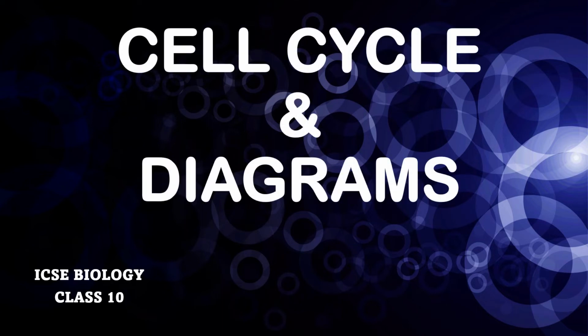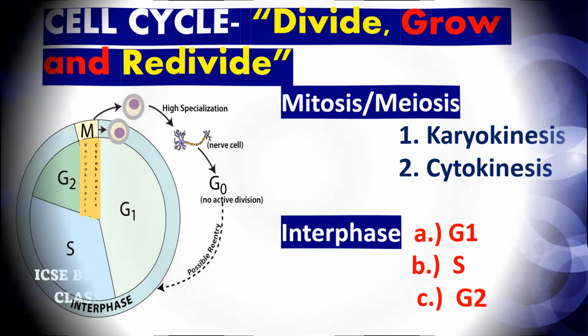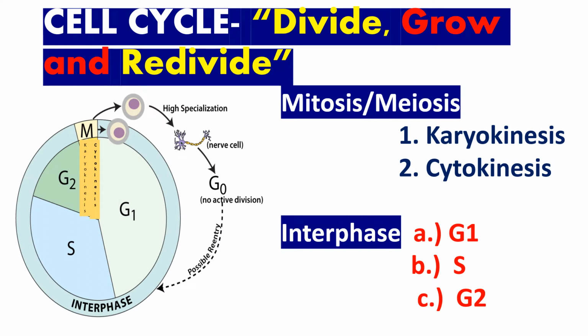Today we are discussing cell cycle and diagrams. What is cell cycle? Divide, grow and redivide. That is cell cycle. Let us check the diagram. This is the diagram of cell cycle that consists of two main phases, M phase and interphase. M phase means either mitosis or meiosis that consists of two stages, karyokinesis and cytokinesis.